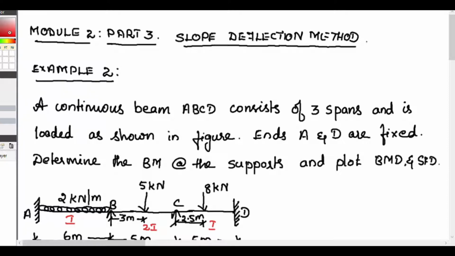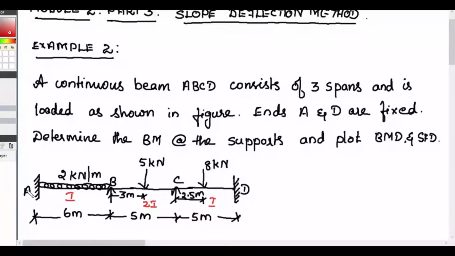So the problem is a continuous beam ABCD. It consists of 3 spans. Okay, you can see in the figure the beam is ABCD. So it consists of 3 spans AB, BC and CD and is loaded as shown in the figure. Ends A and D are fixed. Determine the bending moment at the supports and plot the bending moment diagram and shear force diagram.